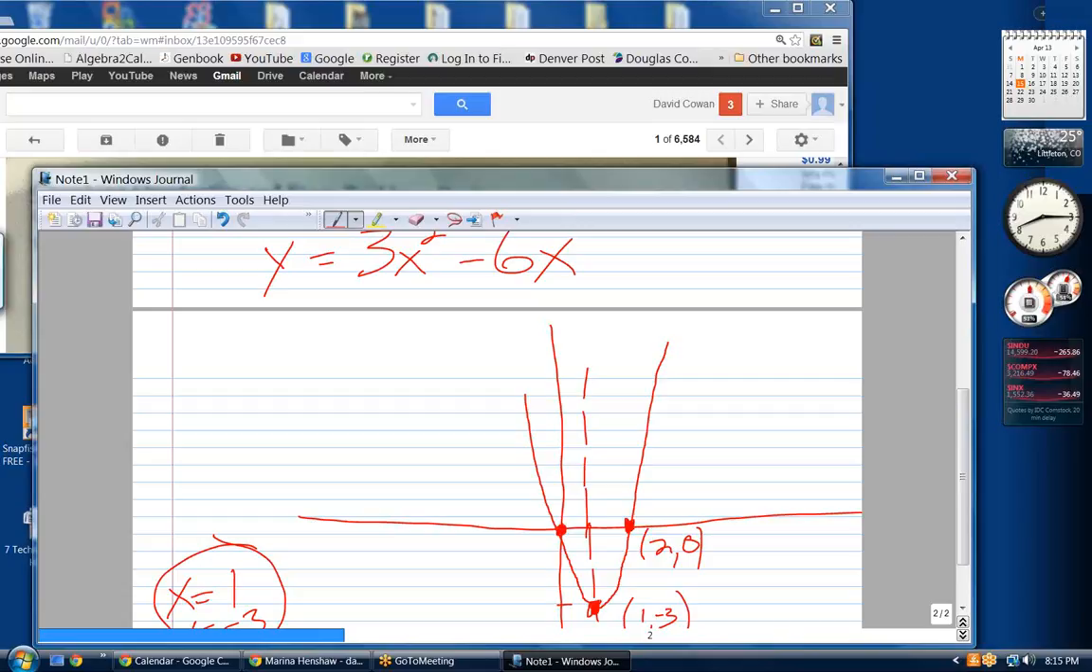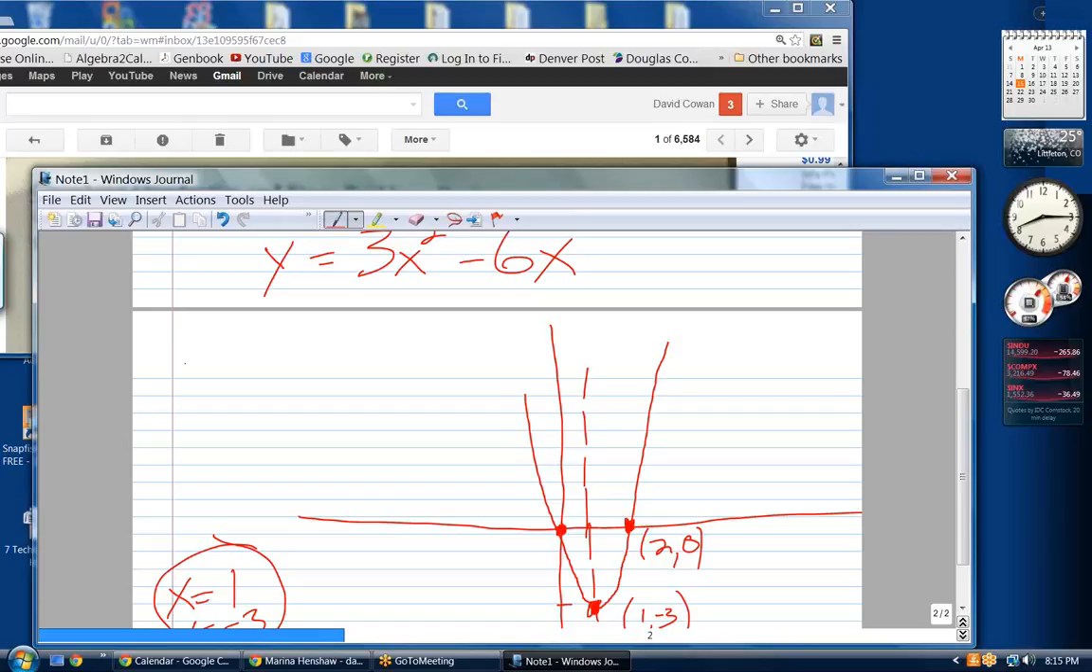Now, there's various ways to do this. There's like 3 different ways to figure out how to graph this. And I'm not sure which one she has focused on in class. Have you talked about completing the square? Yeah. Okay, let's do it that way.